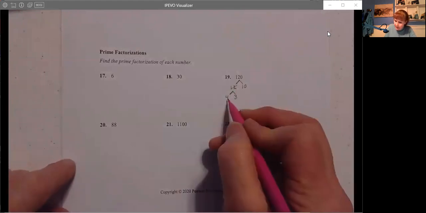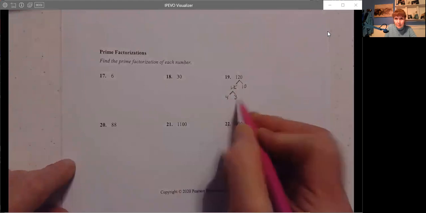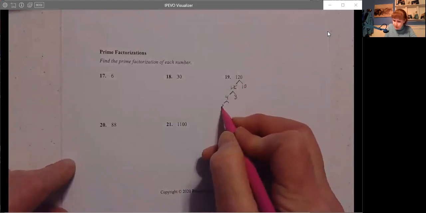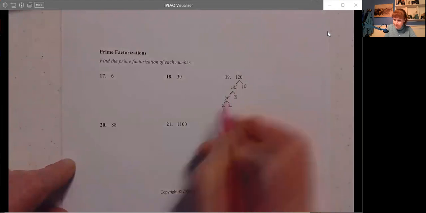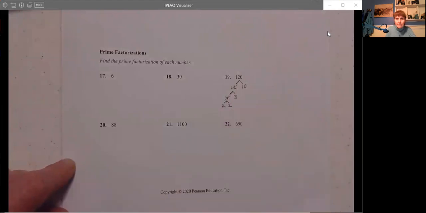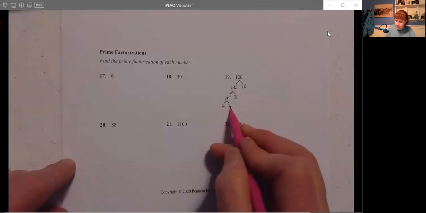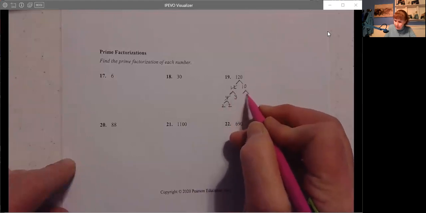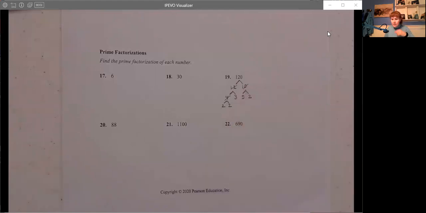Then of these two, the 3 is done. It's prime, but the 4 can be broken down into 2 times 2. Okay. So that branch is done. Here, the 10 can be broken down into 5 times 2. So by crossing off, it kind of helps you when you're finally done to see exactly what you've got.